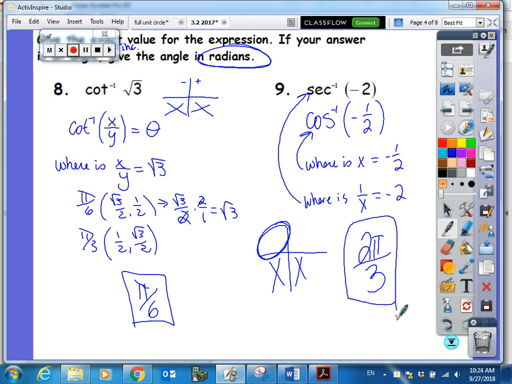So in dealing with the reciprocal functions, it's the reciprocal of the sides. The angle stays the same. The angle is never the reciprocal. Pi over 3 is always pi over 3. It's the x's and the y's that can flip-flop, not the angle. The angle is the angle.